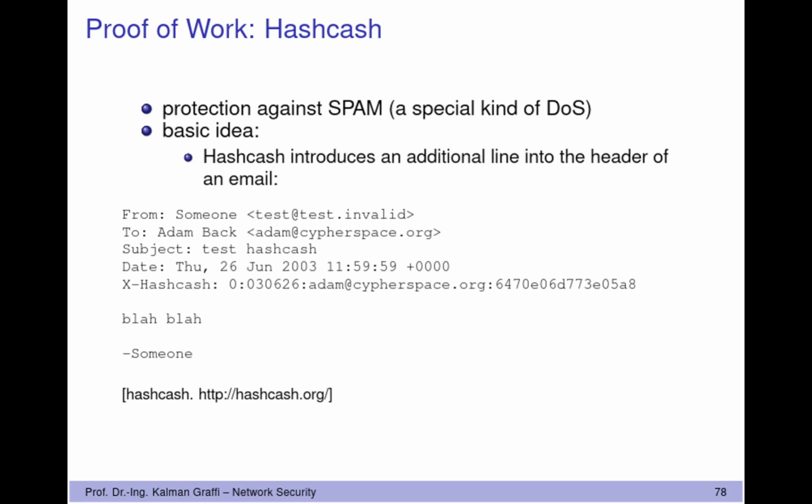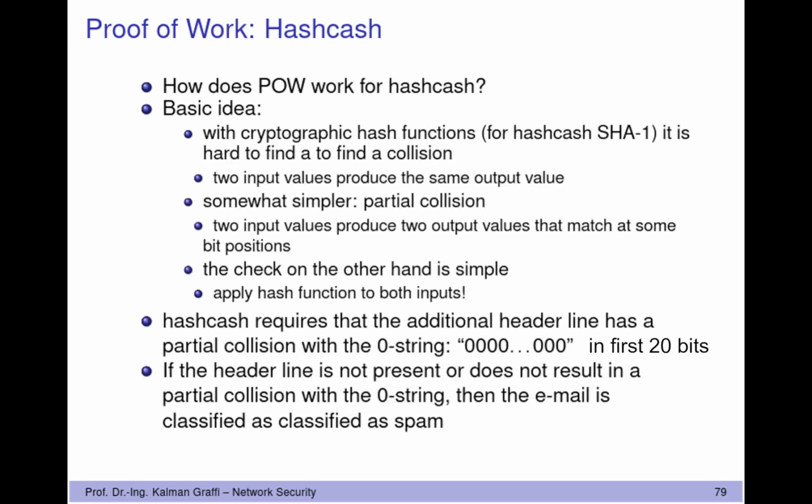Okay, so that's especially what Hashcash was proposed to do. Basically, it was introduced as a protection against spam. It introduces an additional line into the header of the email here. And this is the random element. So everything else is fixed, that's nothing that you can change. But what you want is that with the cryptographic hash function, it requires that the additional header line has a partial collision with the 0 string in the first 20 bits.